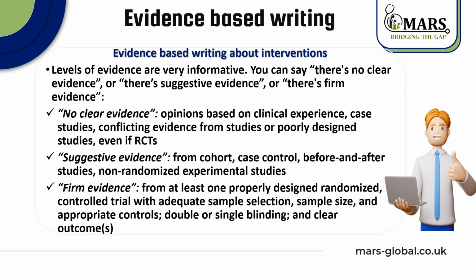Levels of evidence are very informative. We can say there's no clear evidence, or there's suggestive evidence, or there's firm evidence. What do we mean when we say no clear evidence? It's opinions based on clinical experience, case studies, conflicting evidence from studies, or poorly designed studies. And what suggestive evidence means, it comes from cohort, case control, before and after studies, and non randomized experimental studies. And firm evidence comes from at least one properly designed randomized control trial with adequate sample selection, sample size, and appropriate controls, double or single blinded, and clear outcome.